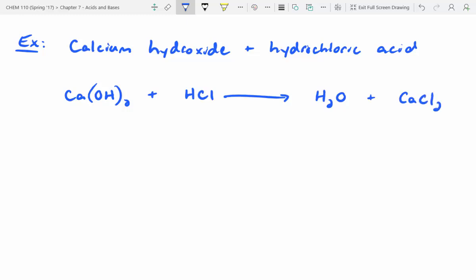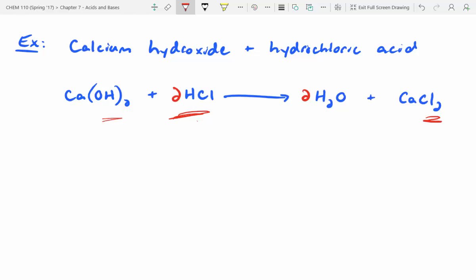Okay, is this equation balanced? What are we missing? So we're missing a 2 in front of the HCl, right? We've got 2 chlorines here, so we must have 2 chlorines over here. Now is it balanced? Two H2Os. Okay, so now let's double check.